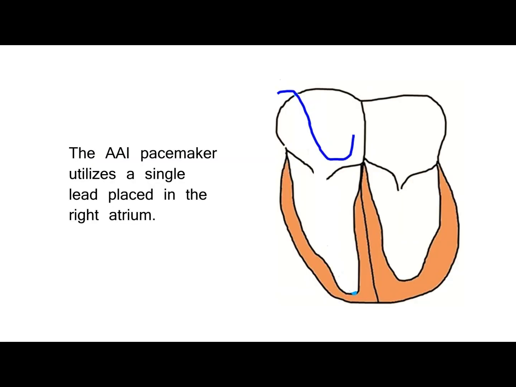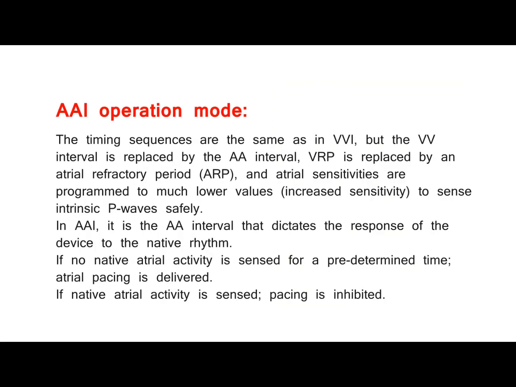The AAI pacemaker utilizes a single lead placed in the right atrium. AAI operation mode. The timing sequences are the same as in VVI, but the VV interval is replaced by the AA interval, VRP is replaced by an atrial refractory period, ARP, and atrial sensitivities are programmed to much lower values, increased sensitivity, to sense intrinsic P waves safely.